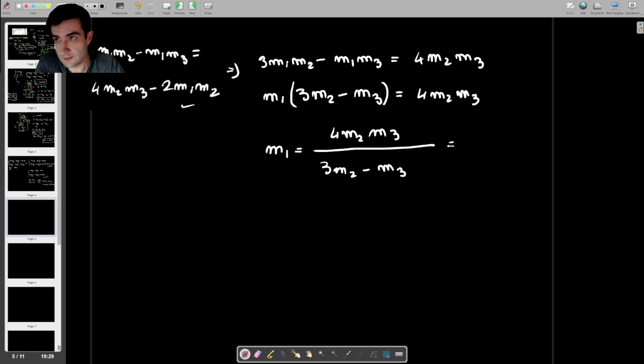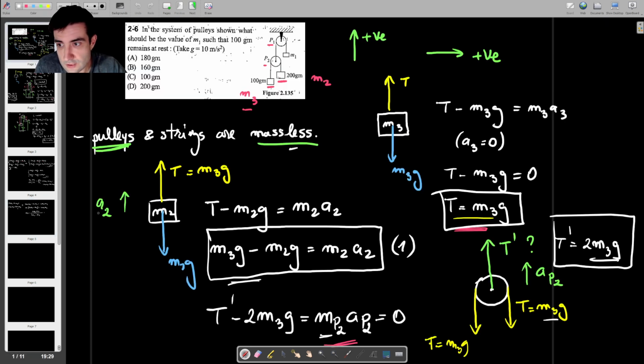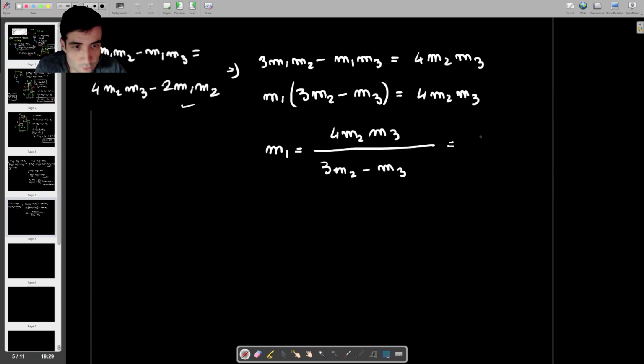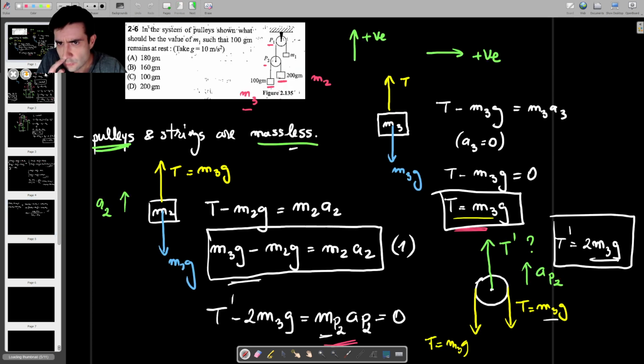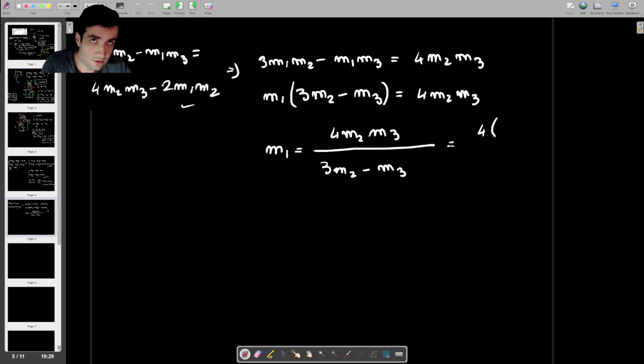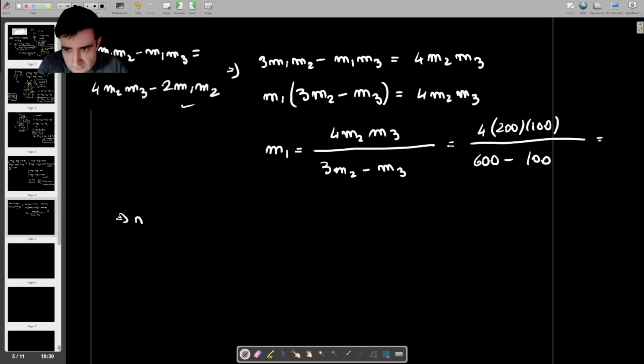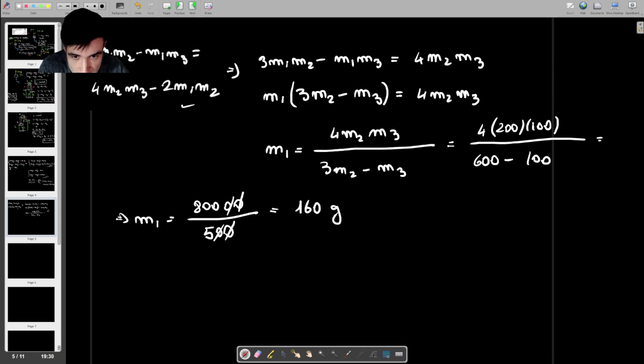Yeah, so now we just plug the numbers in. 4 times m2 m3, so 4, and m2 was 200 and m3 was 100, so it's 200 times 100. This is 3 times 200, so it's 600 minus 100. So this is going to give us that m1 is 8 with 4 zeros, divided by 500, which we can do, and we get 160 grams.